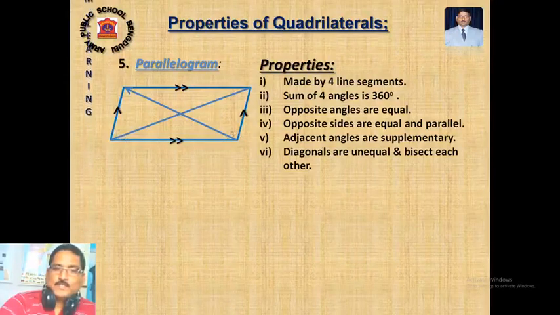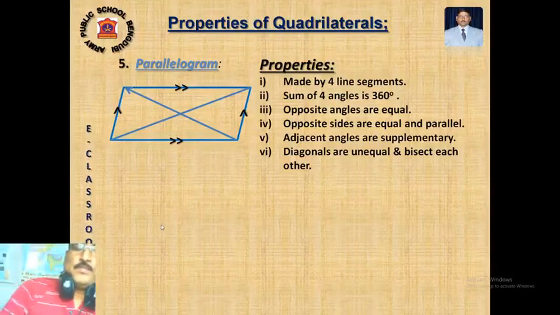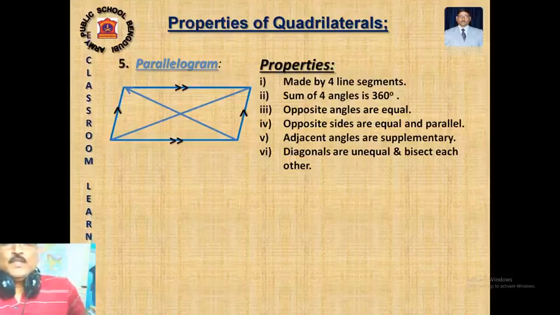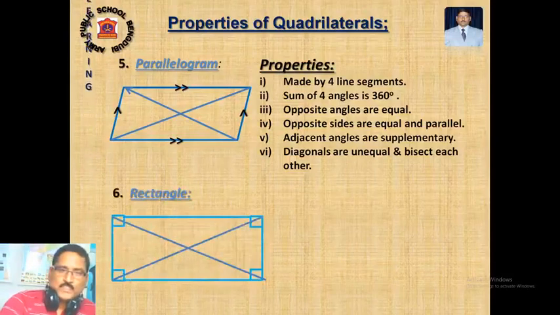This angle plus this angle is 180. This angle plus this angle is 180. Consecutive two angles are called adjacent angles, and adjacent angles will be 180 degrees. Clear? Supplementary. This is a rectangle.